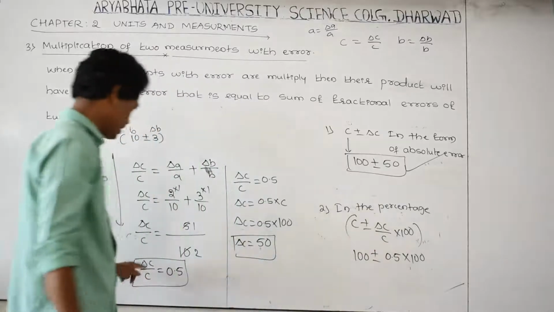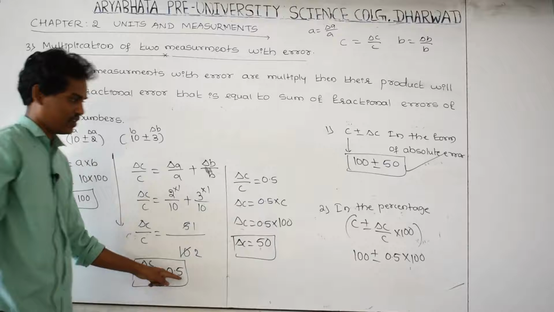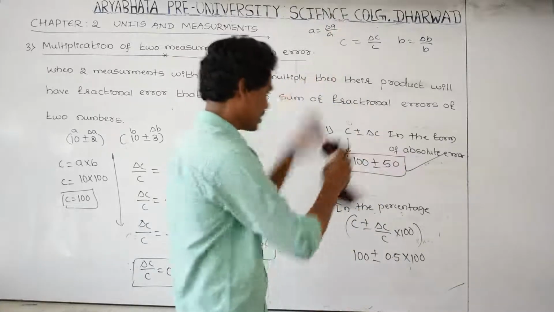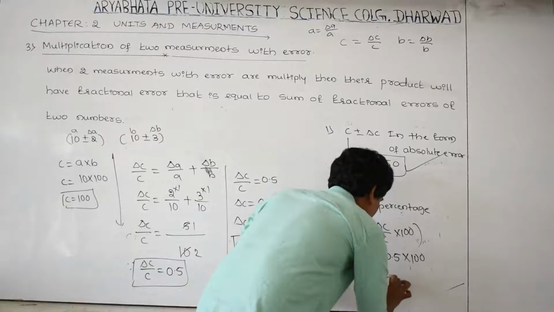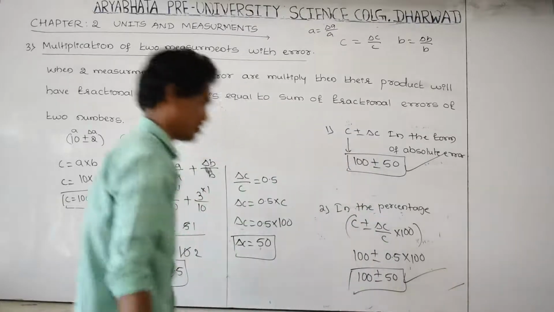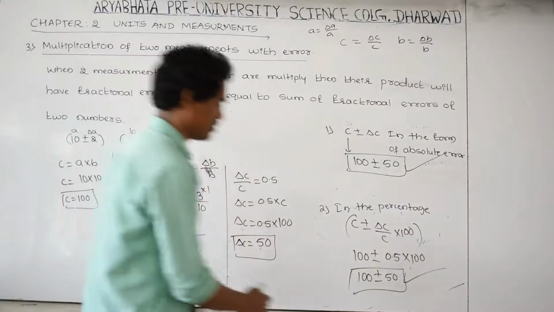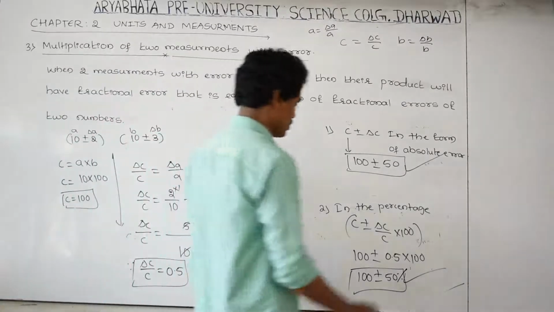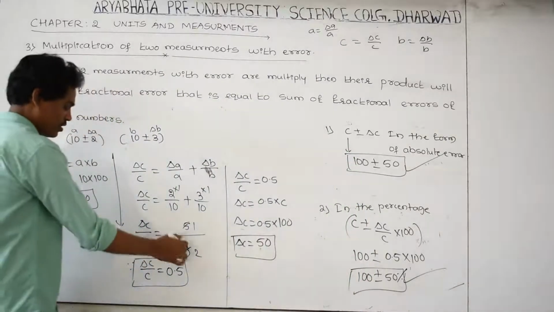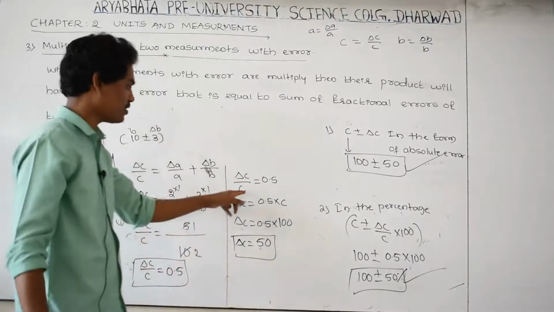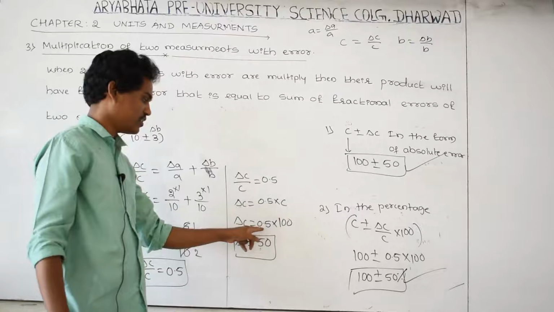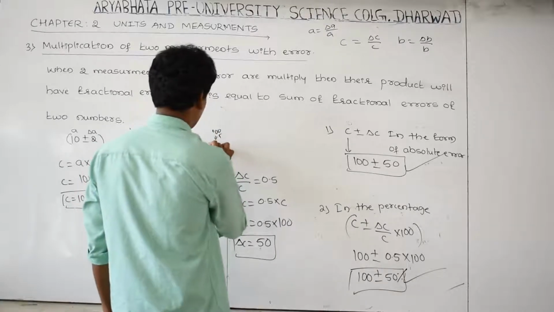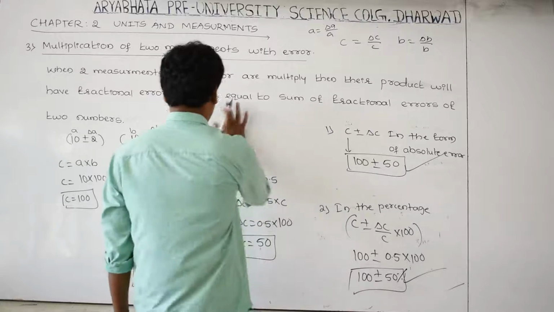Delta C by C is equal to 0.5, then into 100. Again this is also 100 plus or minus 50. This is also the same answer. In terms of percentage, no, I made a mistake here. This is 1 by 2, and 1 by 2 means 0.5, delta C by C. Then C is 100, so this is 0.5 into 100. Getting 0, 0, and this is 5, and this is the answer.